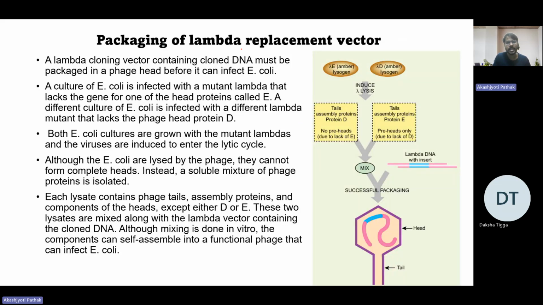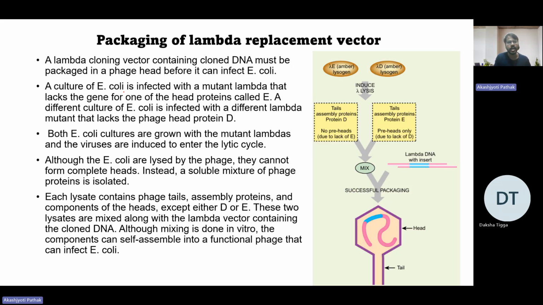So what is done basically for packaging a lambda replacement vector: the lambda cloning vector containing cloned DNA must be packaged in a phage head. So you have to package your cloned gene of interest inside the lambda phage head.